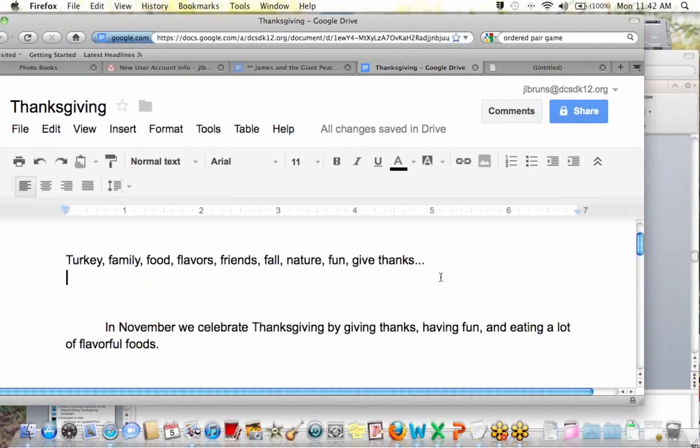That's fantastic. Notice this topic sentence took my brainstormed ideas and turned it into a good topic sentence. I took all of the details that I came up with and made it into one sentence. Now, guess what the rest of my paragraph's going to be about? The rest of my paragraph needs to give more detail about giving thanks, about what you do to have fun, and about the foods that you eat. So the next 4 to 5 sentences would be about these things, about giving thanks, having fun, and eating whatever kind of foods you eat.